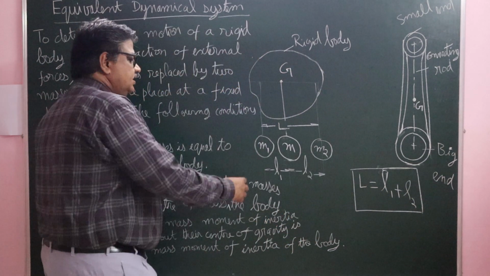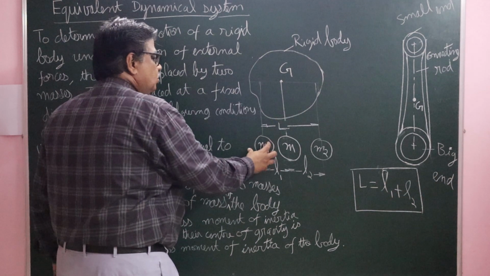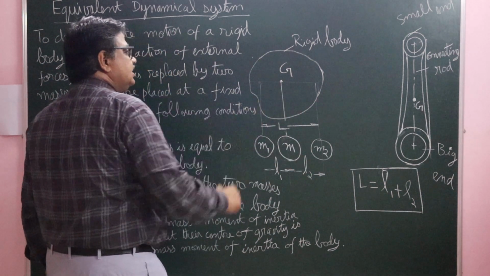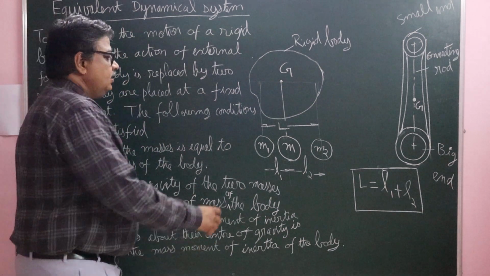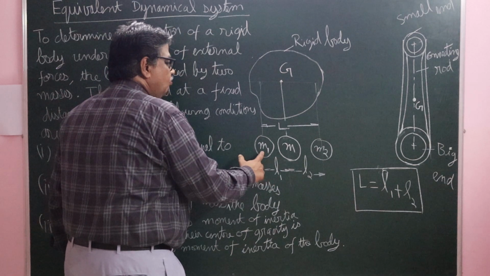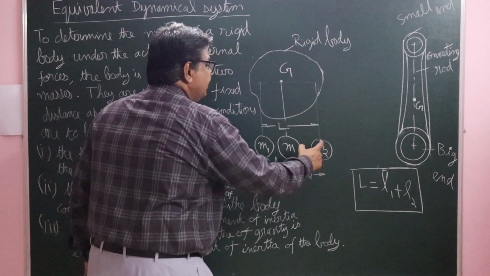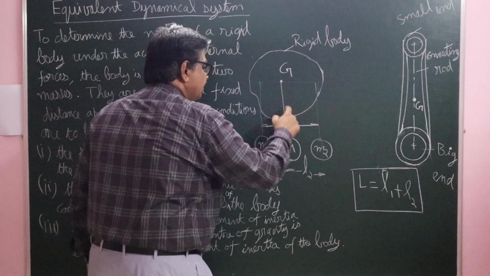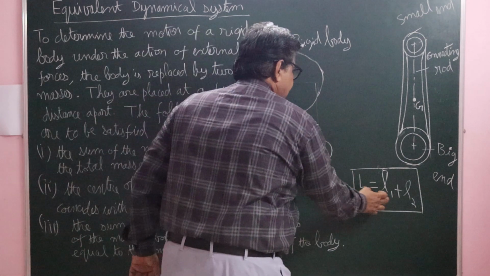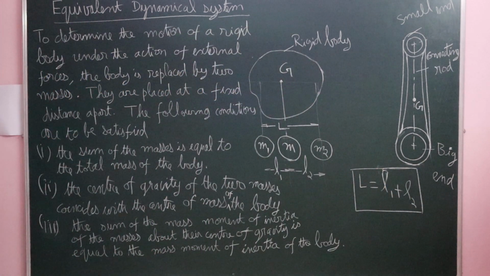Right. Here, this is the mass. This rigid body is replaced by two masses, m1 and m2. M is the mass of the rigid body. G is the center of gravity of the rigid body. L1 is the distance between mass m1 and center of gravity. And L2 is the distance between mass m2 and center of gravity. Right? Total length L is equal to L1 plus L2. So we have to satisfy the following conditions.